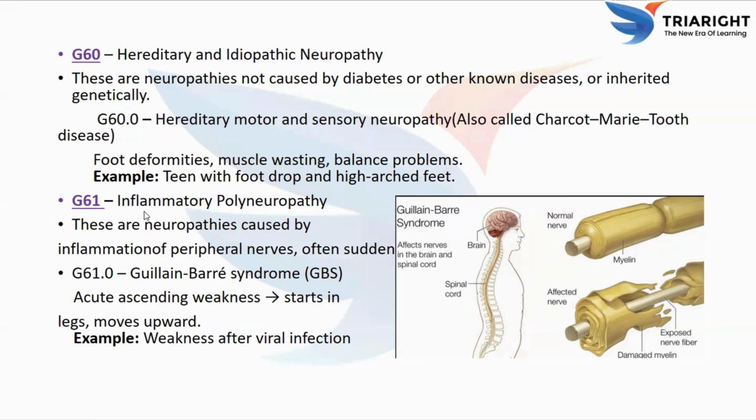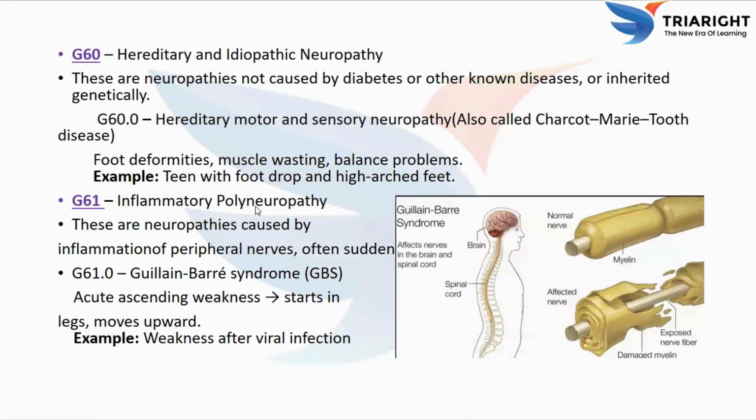So next, G61, inflammatory polyneuropathy. So what do you mean by inflammatory polyneuropathy? These neuropathies happen due to inflammation of the peripheral nerves. They often occur very suddenly. So what is the example? G61.0 code for Guillain-Barré syndrome, nothing but GBS.